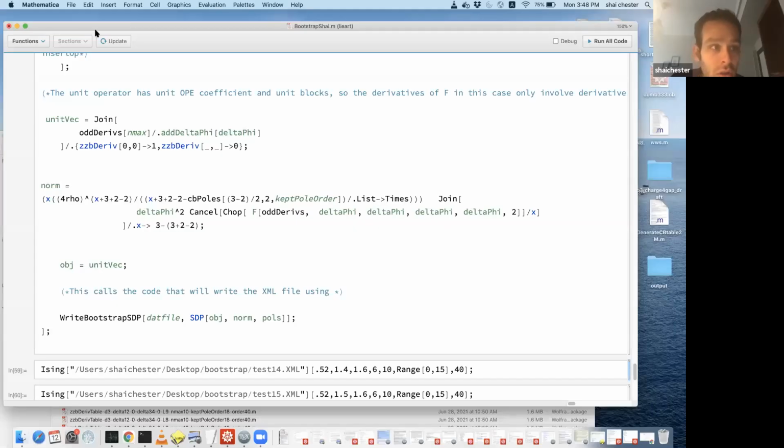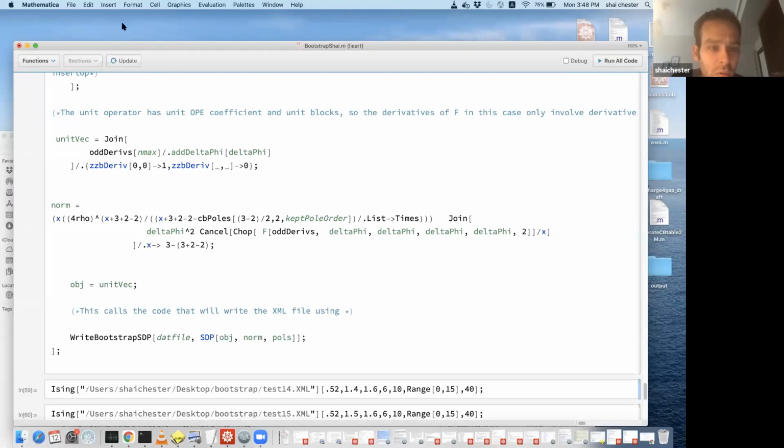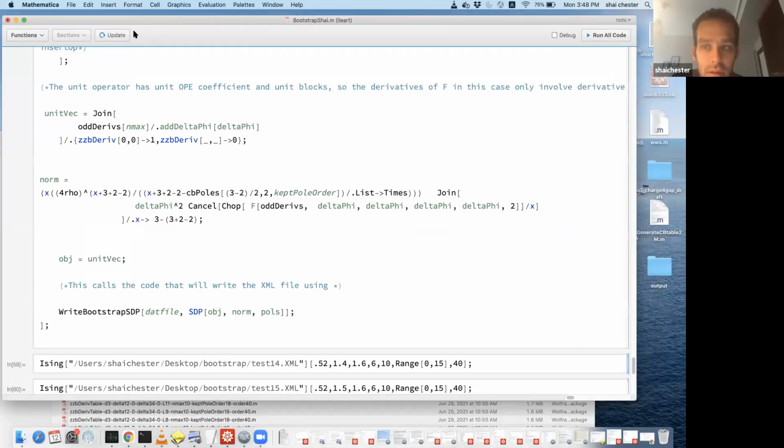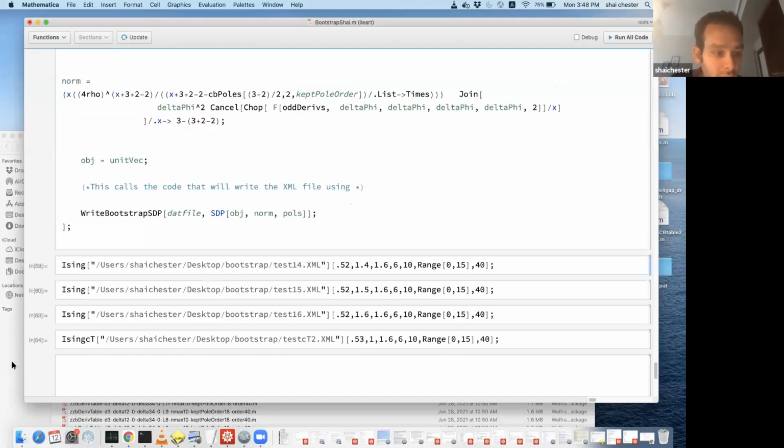Okay, so now I will share my screen again to show how this works. Actually, let me first share my Mathematica notebook, just to show you all the steps. Are you looking at my Mathematica notebook now? Okay, hopefully you are.